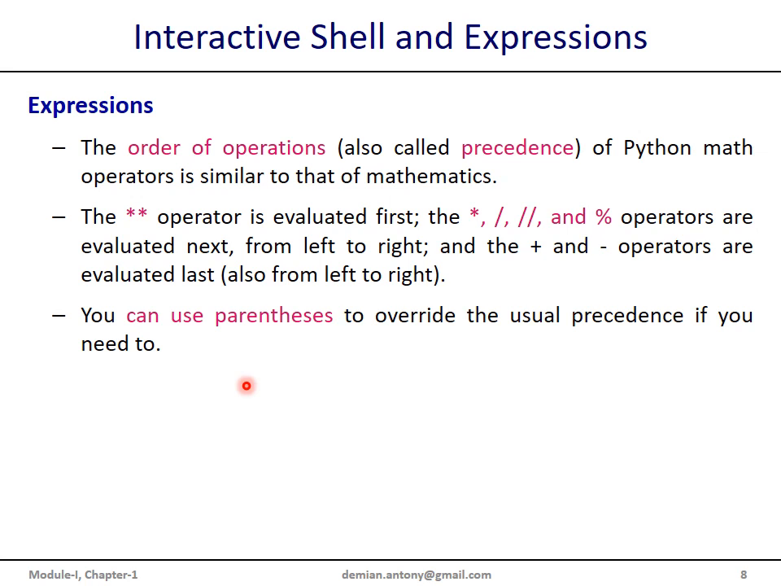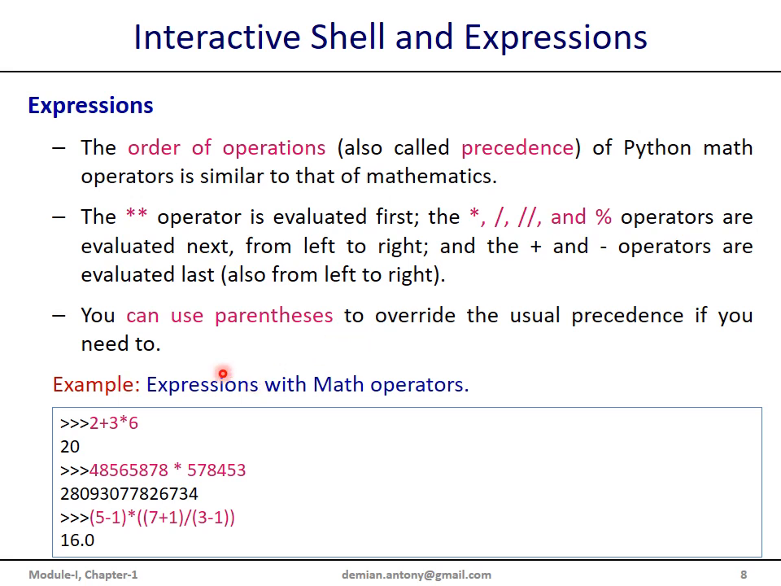The order of evaluation of expressions, also called precedence, in Python is similar to that of mathematics. It means that the exponentiation operator is evaluated first, followed by multiplication, floating point division, integer division, as well as the modulus operator, followed by the addition and subtraction operators. The associativity of these operators is from left to right. You can also use parentheses to override the usual precedence of operators in expressions.